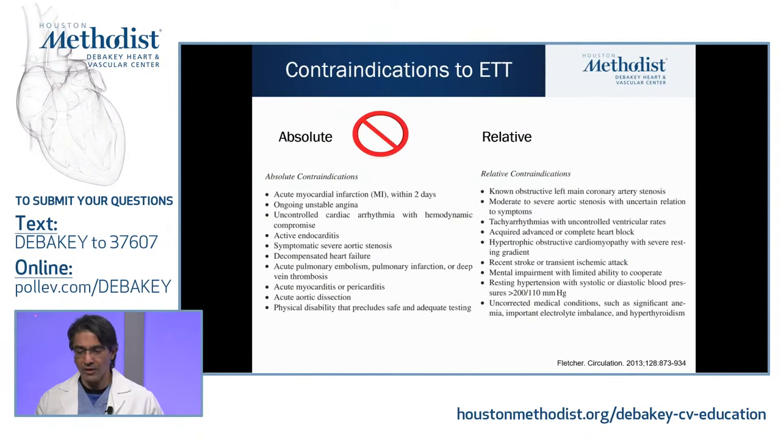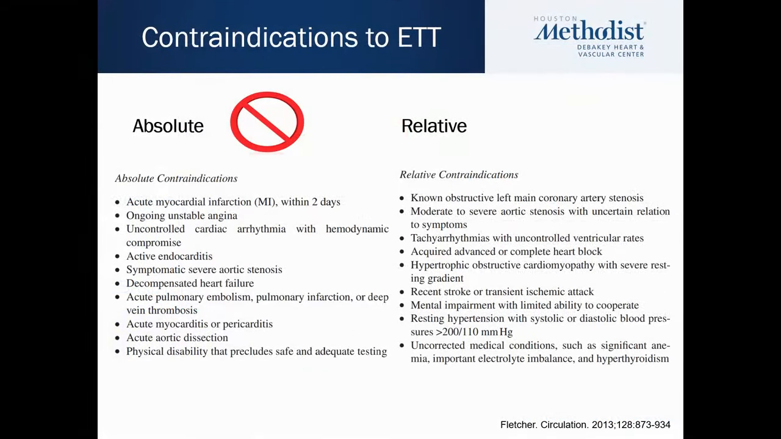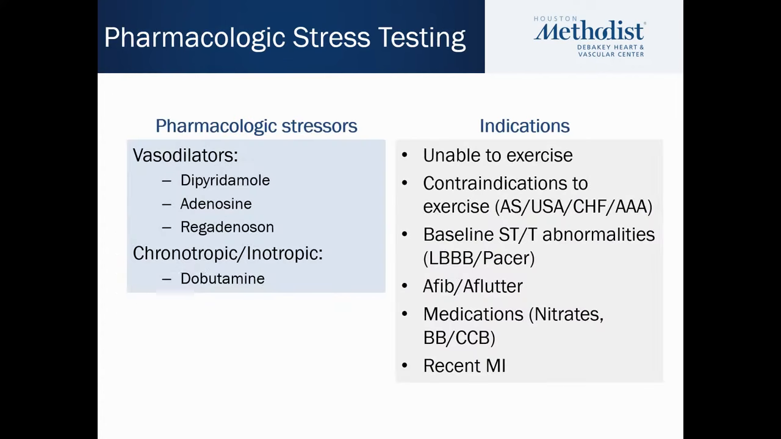Now, you should know contraindications to treadmill testing. Obviously, these are a lot of common sense things. If you're having an acute myocardial infarction, it's not a good idea to get somebody on the treadmill. If they're having ongoing unstable angina, if they have uncontrolled arrhythmias, if they're in decompensated heart failure, if they have very, very elevated blood pressures, these are considered contraindications for treadmill testing.